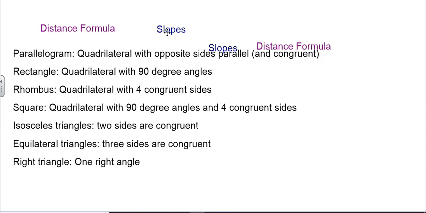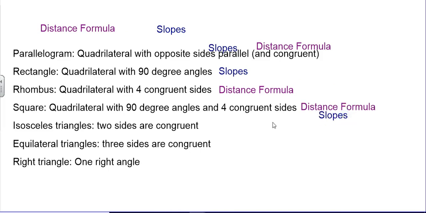For a rectangle, we used the slope formulas. We looked at the slopes to determine the right angles. For a rhombus, we would have used the distance formula to make sure that there were congruent sides. For a square, we had to use both the distance formula and find the slopes to make sure they were opposite reciprocals. For isosceles triangles, to make sure that 2 sides are congruent, you're going to need the distance formula. For equilateral, to make sure 3 sides are congruent, you're going to need the distance formula. And for a right triangle, you'll just need to find the slopes. Compare the slopes, make sure they're opposite reciprocals.